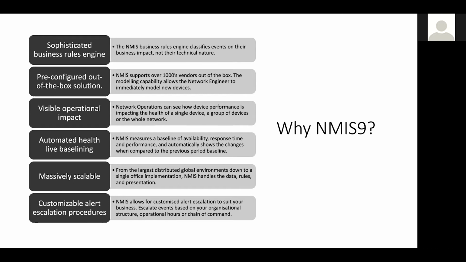Automated health and live baselining. This is, again, a core feature of NMIS. It's been there for 20 years. It's all about knowing how the network, how the environment is behaving now compared to before. We take a baseline of how the performance is right now and compare it to the previous 8 hours. So we take the last 8 hours, compare it to the previous 8 hours, and it's there in the GUI. It helps us to see if the network or the environment is improving, or if something's getting worse or more heavily loaded.